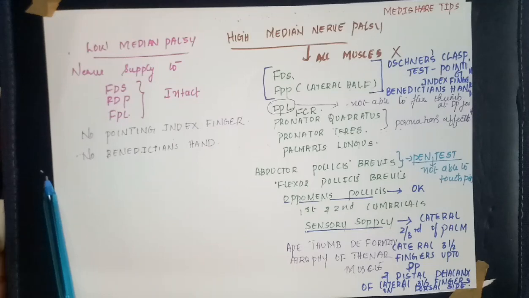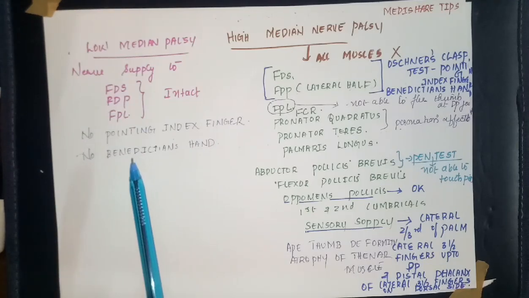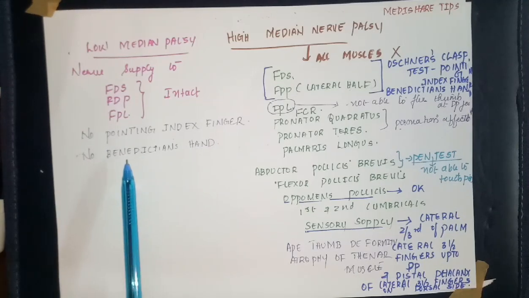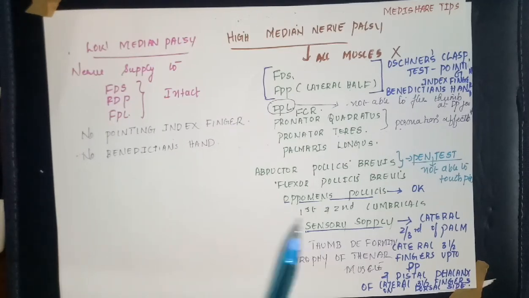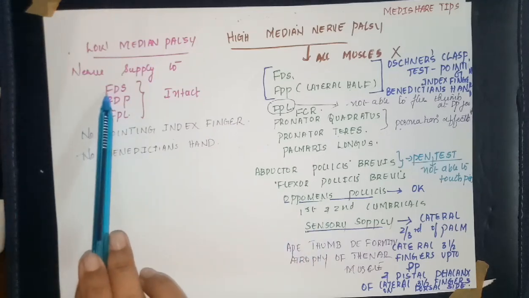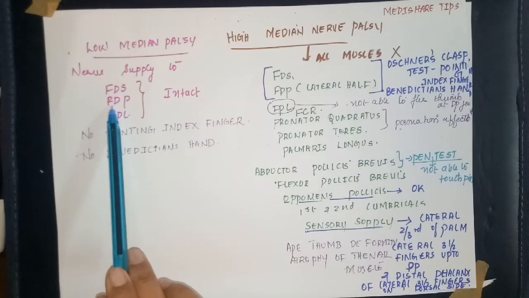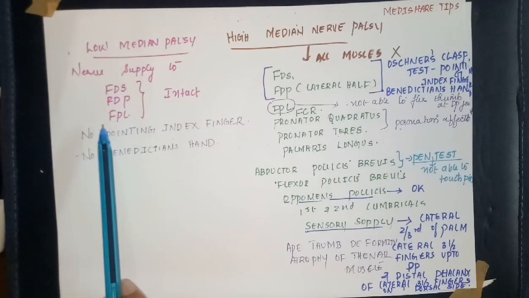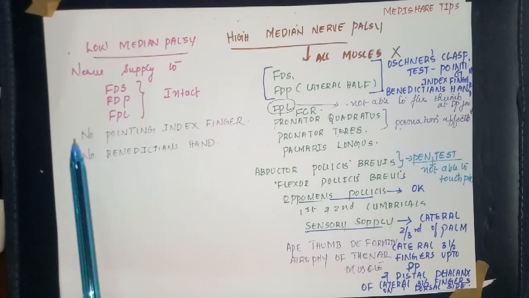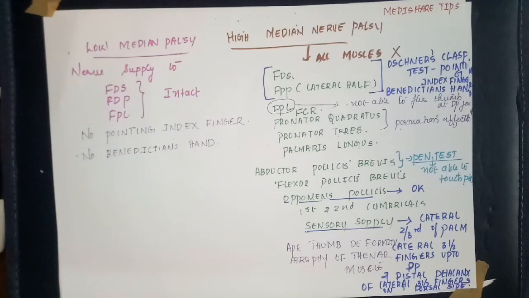So the difference between the low median nerve palsy and the high median nerve palsy is that the pointing index finger and benediction hand will not be there in low median nerve palsy, as the nerves supplied to the flexor digitorum superficialis, the lateral half of flexor digitorum profundus, and flexor pollicis longus are intact in low median nerve palsy. That's all about median nerve palsy.